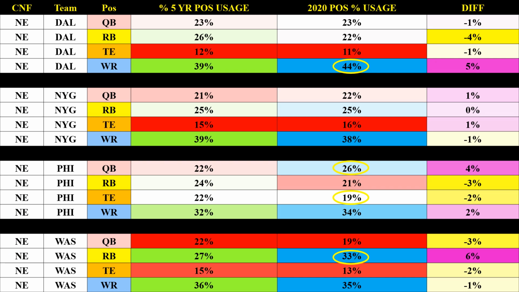Okay, let's continue here. This is the NFC East. Conference team position, 5-year position, 2020, and then the differences. And again, we've shown this individually, but now we're looking in a conference. Remember, these teams play each other twice at least during the regular season, so you can get a feel for what each team is kind of bringing to the table as they play each other.